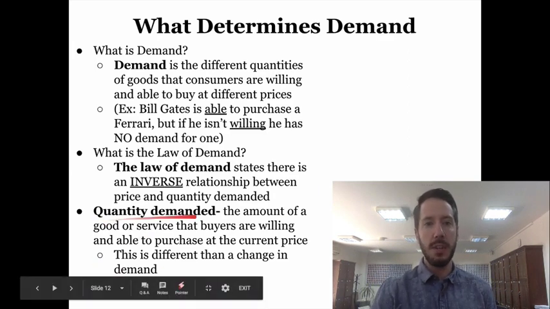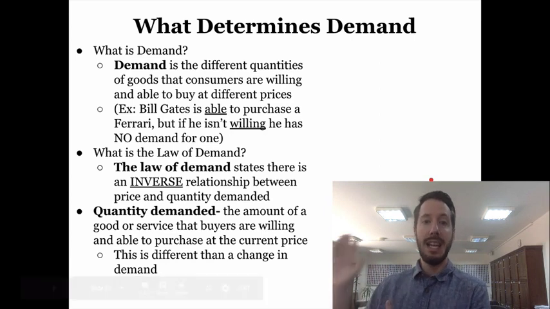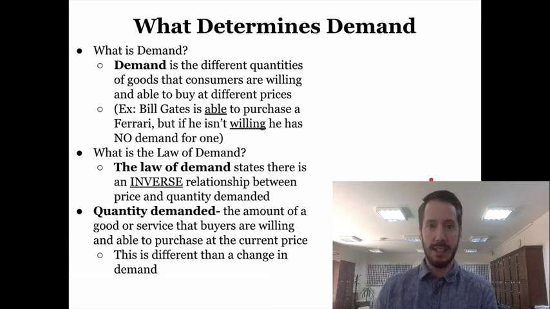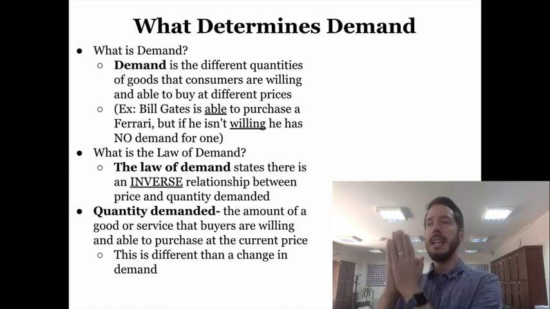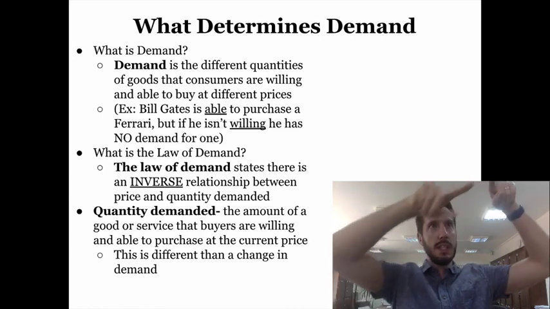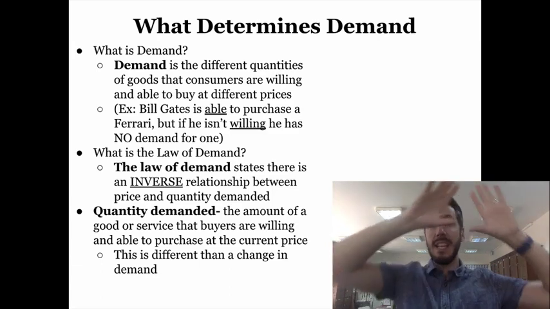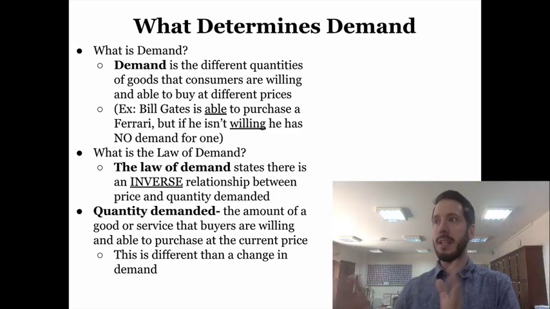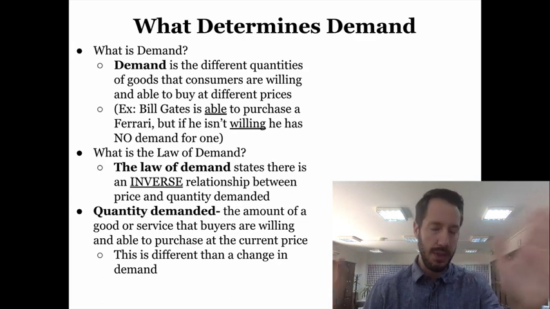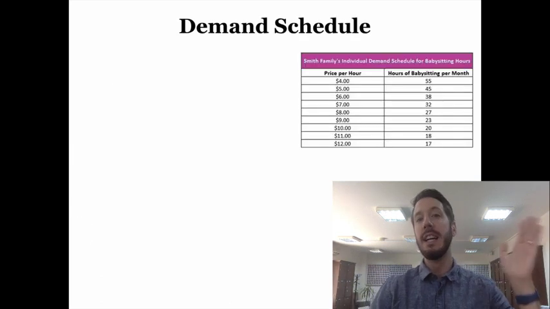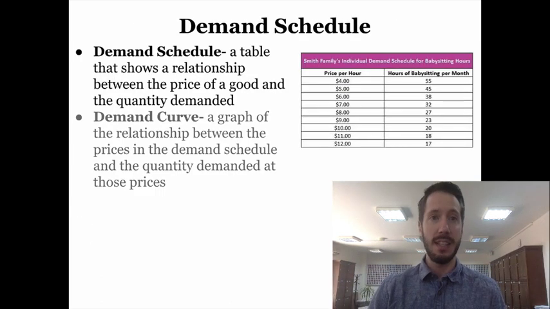Now, one term you need to know here is quantity demanded, which is the amount of a good or service that buyers are willing and able to purchase at that current price. This is different than a change in demand. So quantity demanded is how much you're willing to buy at particular prices. I say that's different than a change in demand because that shifts graphs completely. We'll talk about that in a little bit. So quantity demanded is just how much you want at particular prices.